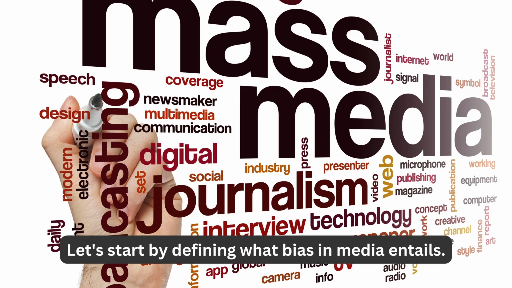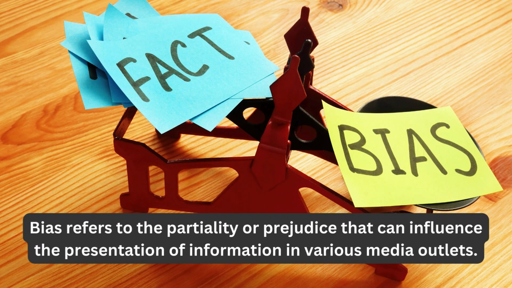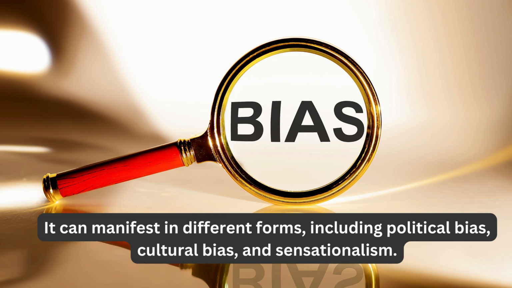Let's start by defining what bias in media entails. Bias refers to the partiality or prejudice that can influence the presentation of information in various media outlets. It can manifest in different forms, including political bias, cultural bias, and sensationalism.